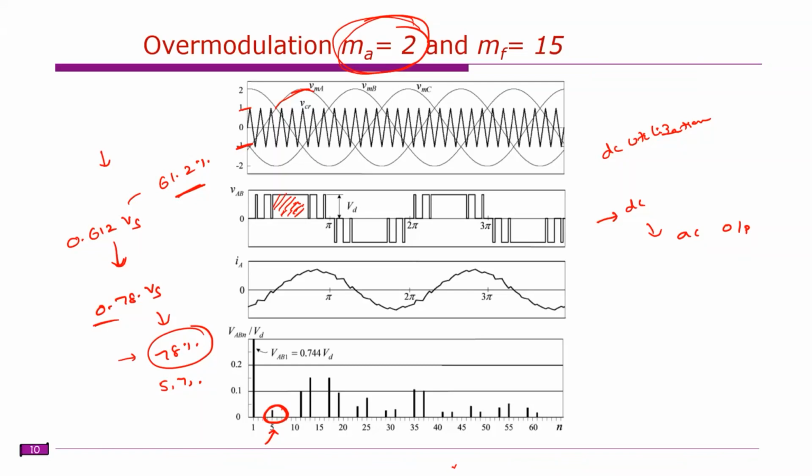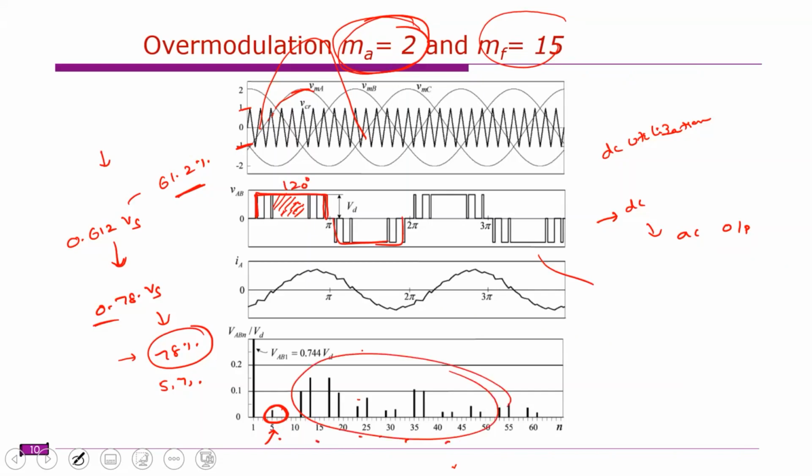If it is completely, for example, as we discussed, MF equal to 15, instead of that you'll get a bigger pulse like this. This is one single pulse. The width of this pulse is 120 degrees. Therefore, you have the fifth order harmonic, 7th, 11th, 13th, and so on, likewise.